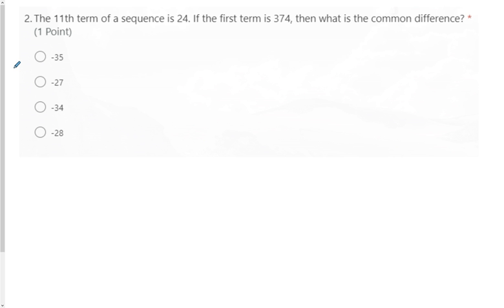Here's number 2. It says the 11th term of a sequence is 24. If the first term is 374, what is the common difference? Now this is worded in kind of a slightly weird way to make it a bit more difficult. The first term, we also call A, is 374. Okay, I know it asks for a common difference, so that tells me we're talking arithmetic sequence. The 11th term is 24.